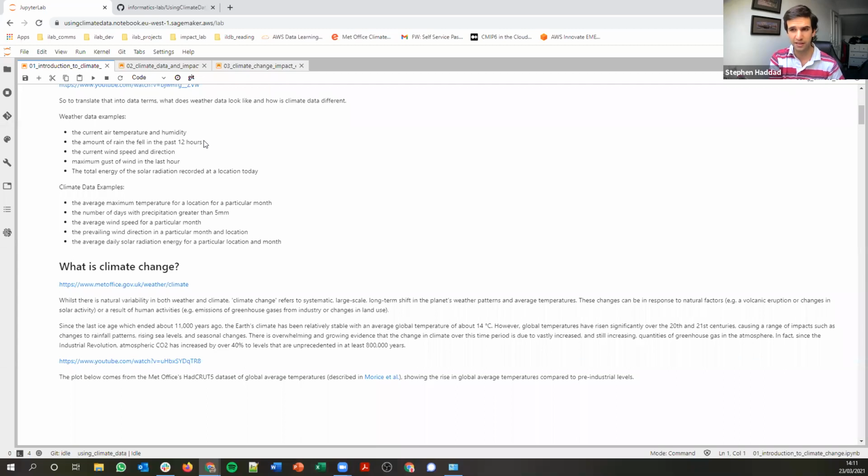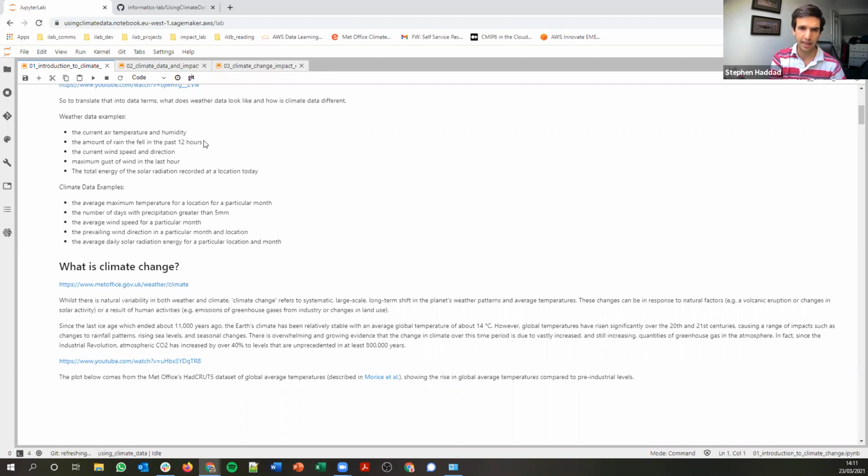For a variety of reasons, we have changes in solar activity or volcanic eruptions or various other patterns which bring about changes, but they can also be the result of human activities such as emissions of greenhouse gases or changes in land use from, say, a forest to arable land.